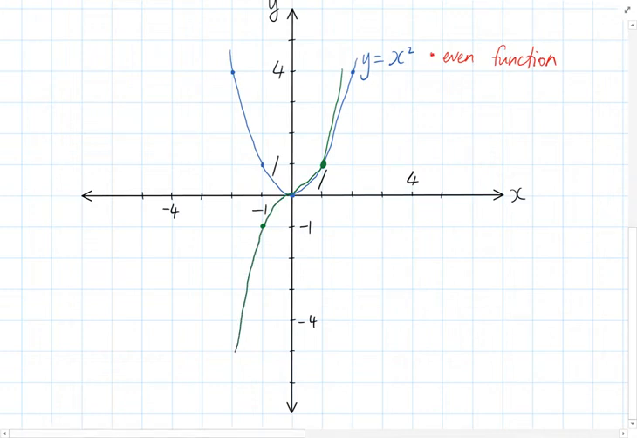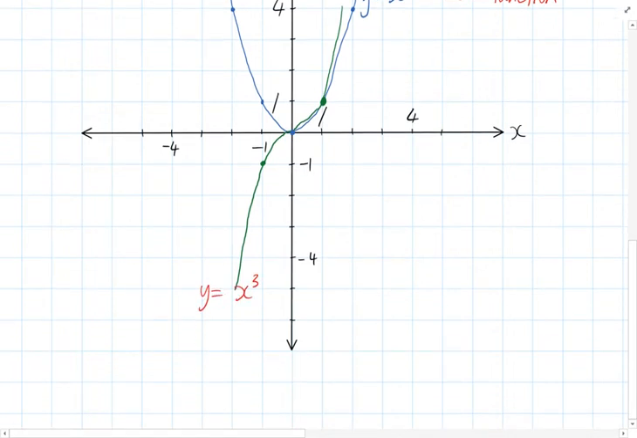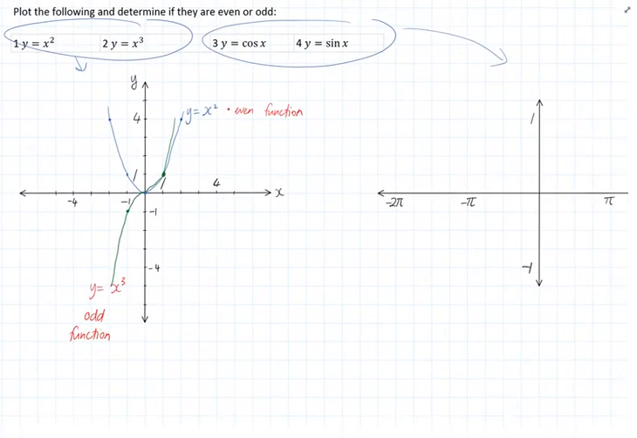So in this case, because we've got a positive value for positive values of x and a negative value for negative values of x, that graph y equals x cubed is going to be an odd function. Okay, so it's really just a definition trying to explain different functions.